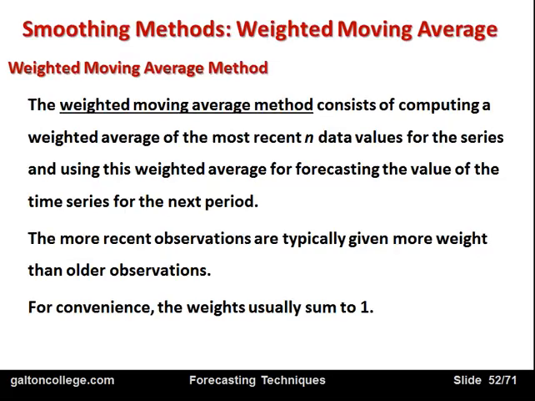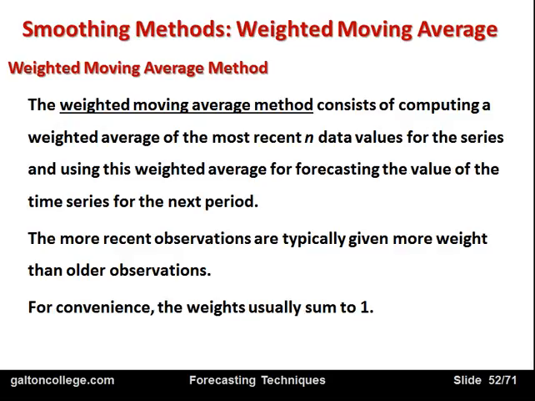Now the weighted moving average. Well, the weighted moving average consists of computing a weighted average for the most recent n data values for the series and using this weighted average for forecasting the value of the time series for the next period. Now the most recent observations are given the most weight. We believe that whatever happened most recently is a better indicator. We don't go way back in time. We take the most recent. And all the weights should add up to 1.